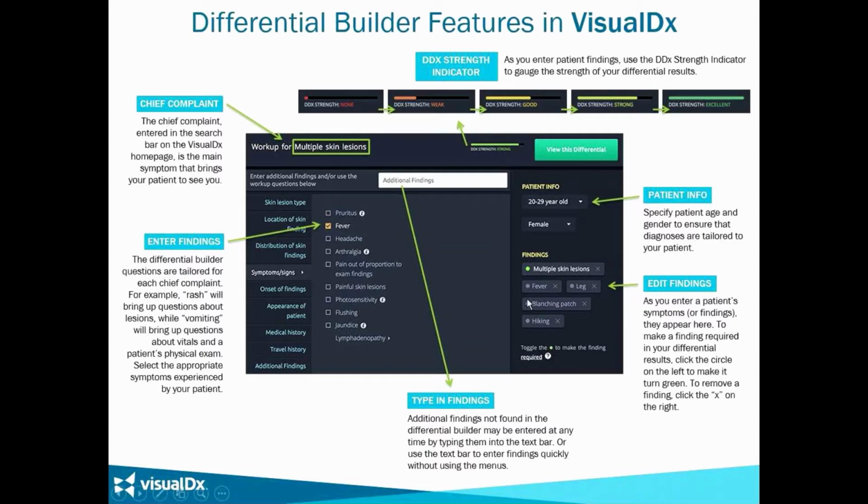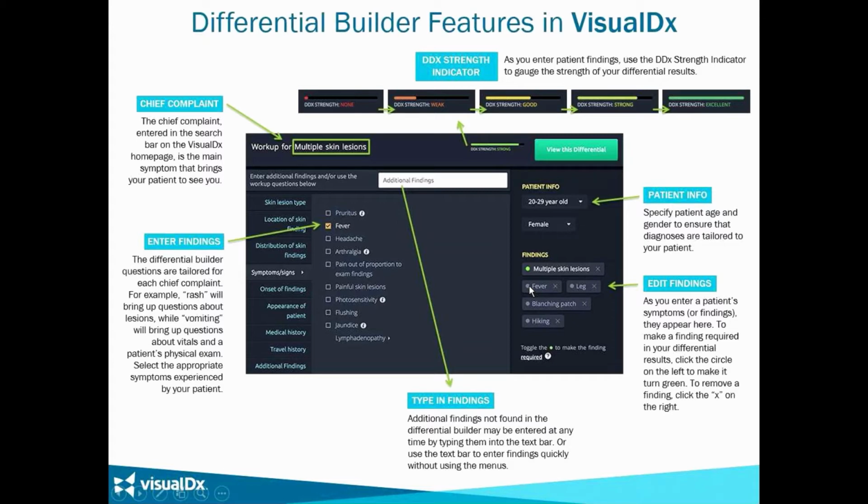And on the right is a summary tab that shows all of the findings that you've inputted. You can see that fever is selected over here, and then it will show up on the right here. If you want to make that a required element of the diagnosis, you can select the button here, and that makes it required as part of the search.